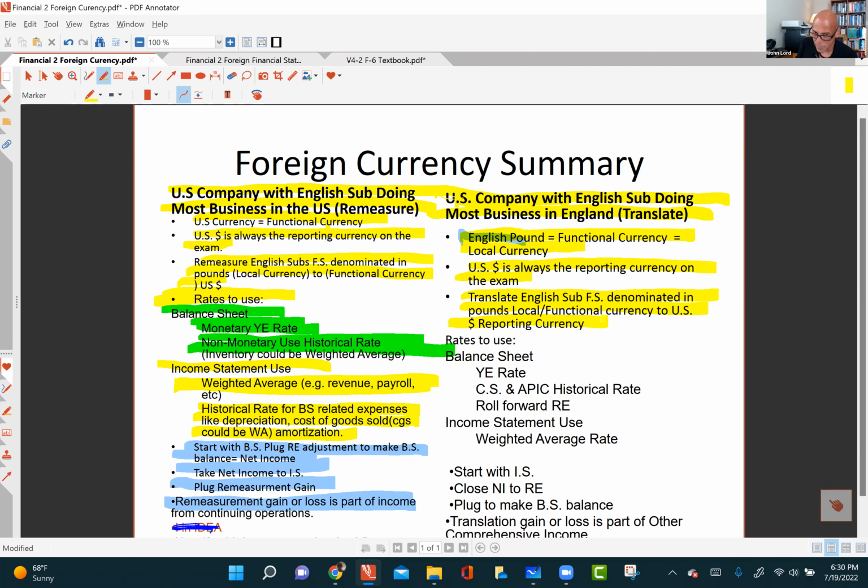Now, because the functional currency and the local currency are the same, we use the translation method, and now they start to talk to us about different balance sheets. Notice for my balance sheet, I use the year-end rate, except for my common stock and additional paid in capital, where we use the historical rate. My retained earnings is simply going to be a roll forward: beginning balance plus my net income minus any dividends. So that's how you'll calculate the retained earnings. For the income statement, easy enough. For everything on the income statement, use weighted average.